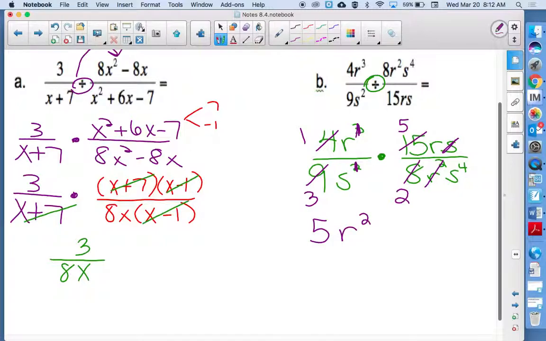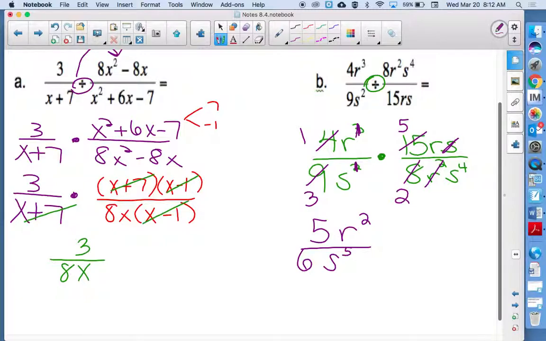So just looking to see what you have on the top. Nothing else is on the top. Everything else is crossed off. On the bottom, the numbers 3 times 2 makes 6. Here's 1s, 4 more, so now we have 5. So 5r squared divided by 6s to the 5th.